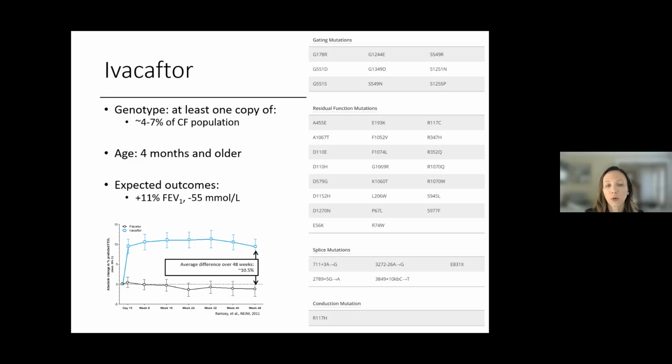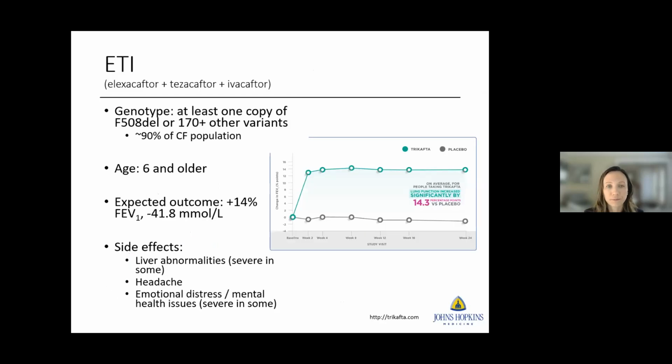So the differences both in lung function and sweat chloride are certainly sustained over a long period of time. So this was really the first wonder drug for CF. And then the data came out for ETI, that's the elexacaftor, tezacaftor, ivacaftor triple combination. This is the drug that treats at least one copy of delta F508.